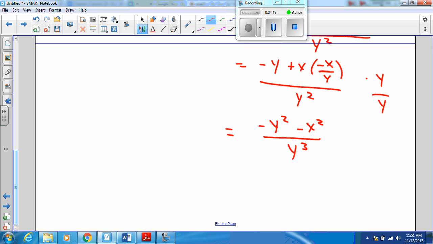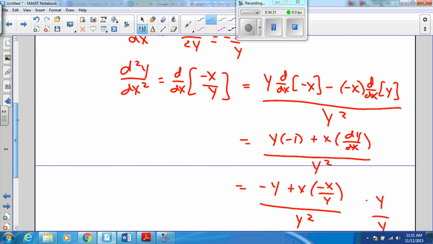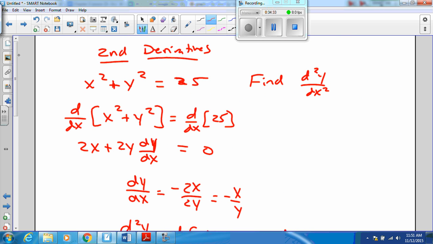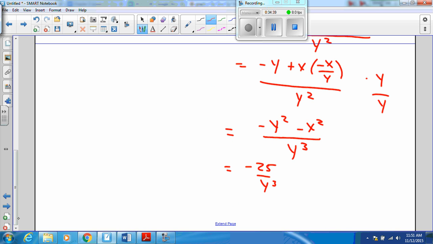But now here's the next wrinkle. You look in the back of the book, and the back of the book says this. And you go, what? Where did that come from? Did I do it wrong? No, I didn't do it wrong. Y squared minus x squared. And then you go back, oh yeah, x squared plus y squared was 25 all along. So they just factored out a negative 1 and got negative 25 over y cubed.